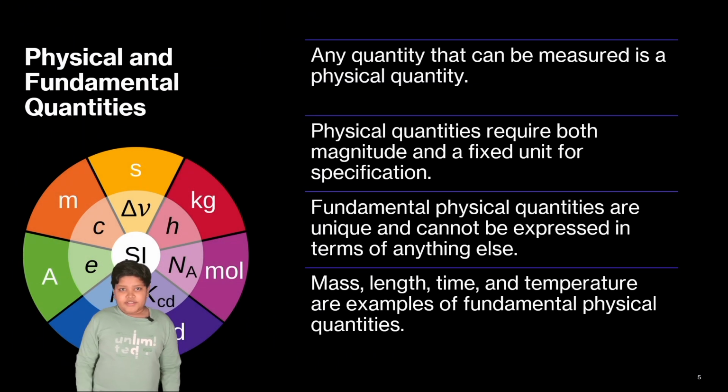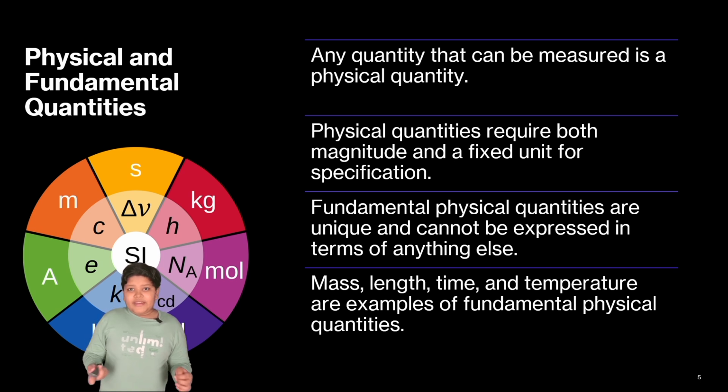Physical and fundamental quantities. In physics, we talk about physical quantities. Essentially, anything that can be measured, like length, mass, time, or temperature. To properly describe a physical quantity, you need to tell both its numerical value or magnitude and a unit. Among these, some are considered fundamental because they can't be broken down into other quantities. Think of mass, length, time, temperature. These are the building blocks of many other measurements.